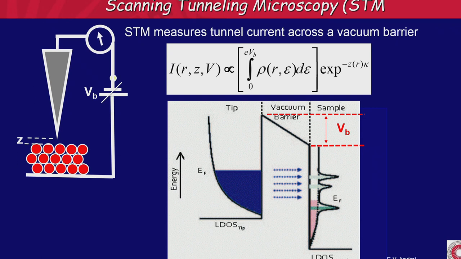So for example, if this is the tip band structure and this is my sample band structure, you're going to tunnel from the tip into available states in your sample. So you can actually move this whole thing by applying a bias. If it's positive, it's moved down. Negative, it moves up. So you have electrons coming from the Fermi energy. This is not true here. It's mainly from the Fermi energy. And then you can actually see each one of these peaks showing up in your spectrum.